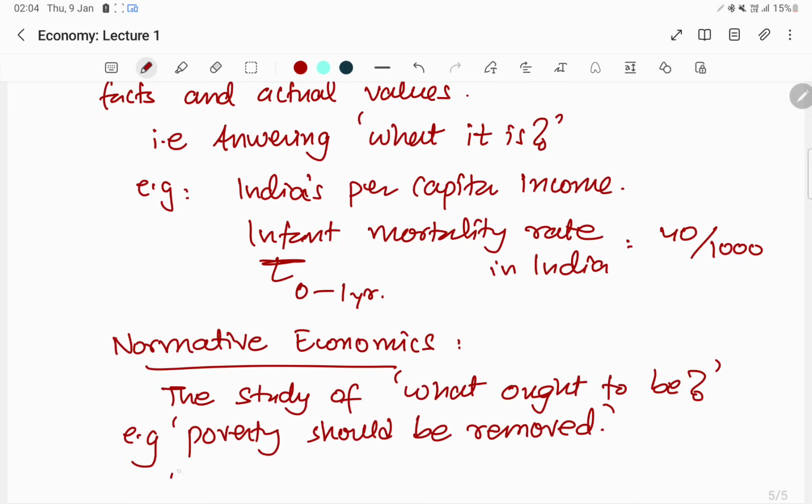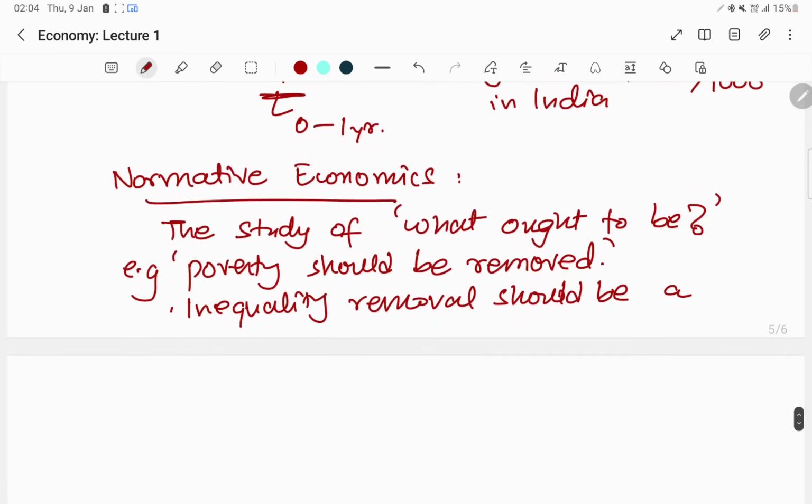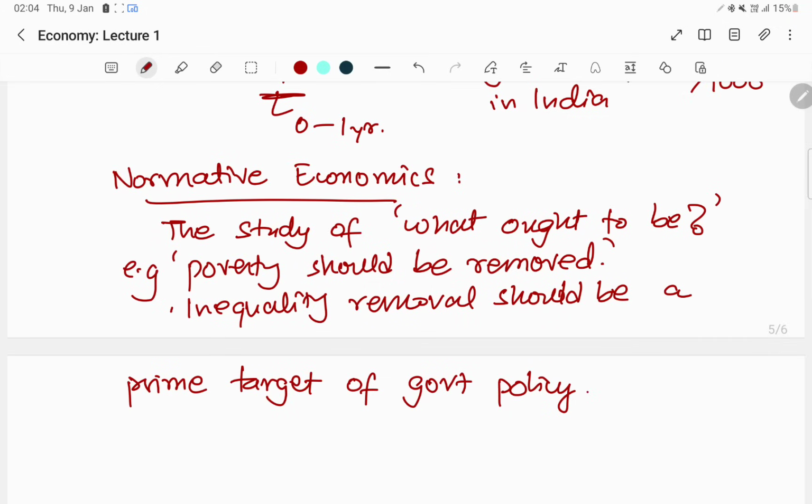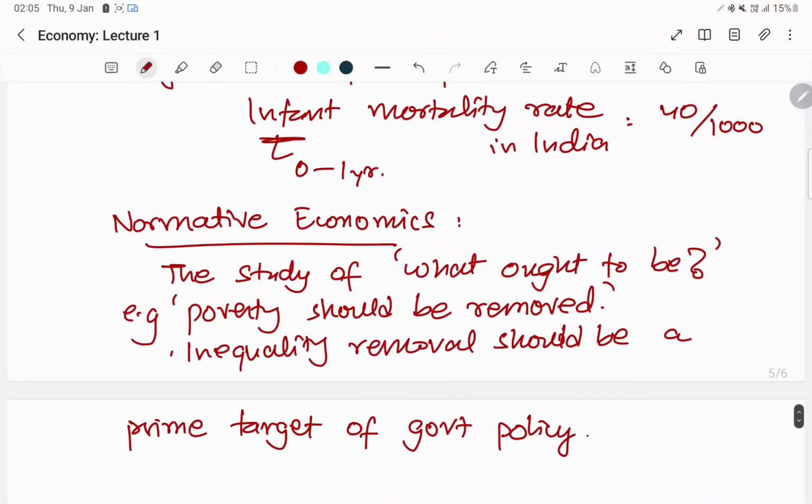Poverty should be removed. For example, inequality removal should be a prime target of government policy. So this is what ought to be, what should have happened. This is normative economics, right? So these are two approaches that we have discussed.